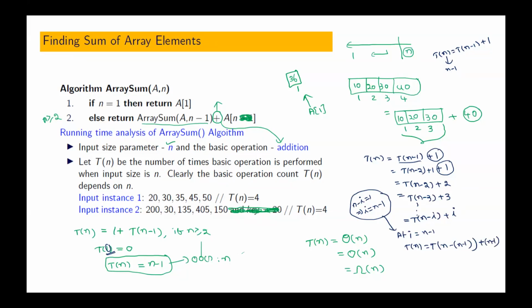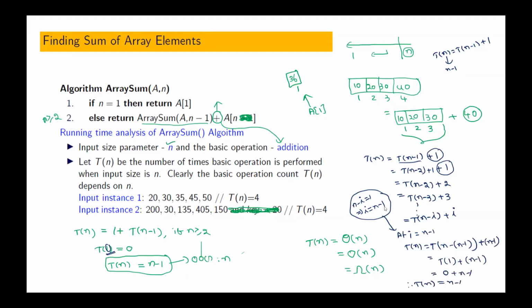Is that okay? T of 1 plus n minus 1. What is T of 1? It is 0, plus n minus 1. Is that okay?